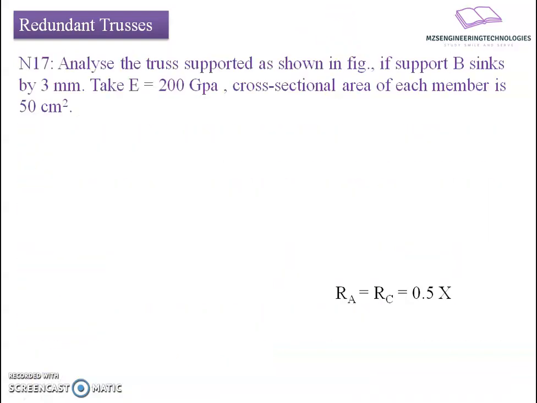Numerical number 17: analyze the truss supported as shown in the figure. If support B sinks by 3 mm, take E equal to 200 GPa. The cross-sectional area of each member is 50 cm squared.